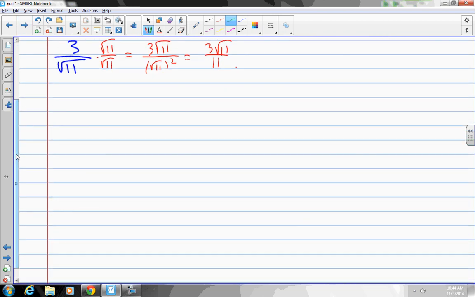Okay, so what if I have 5 over a cube root of 2, and let's have a 2 squared already.